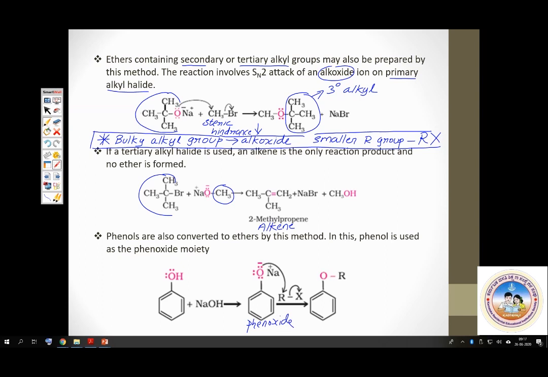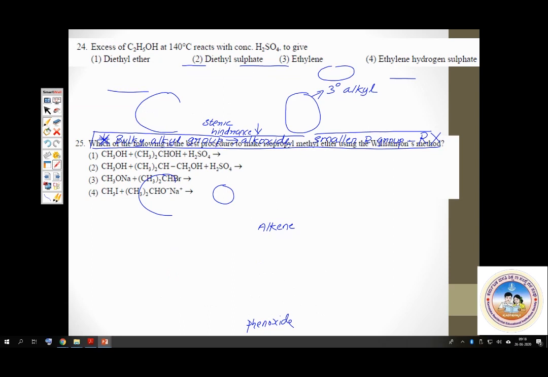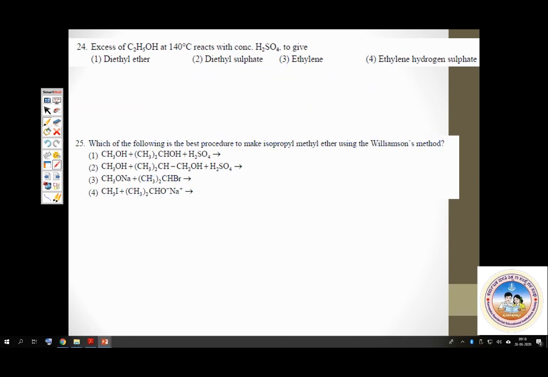We have questions on methods of preparation of ethers. First question in ethers, and that is the 24th question in the worksheet. Excess ethanol at 140 degrees Celsius, temperature is important, reacts with concentrated sulfuric acid to give. Remember, 140 degrees Celsius.